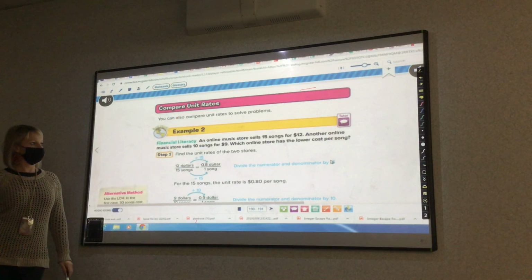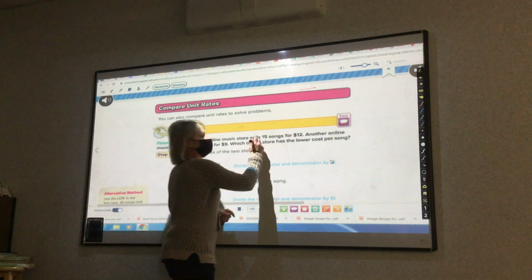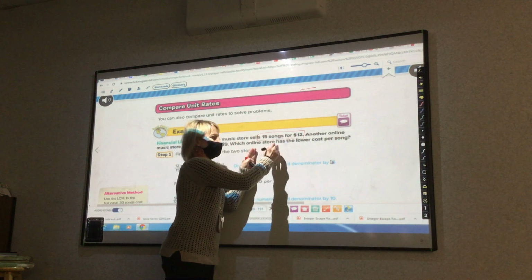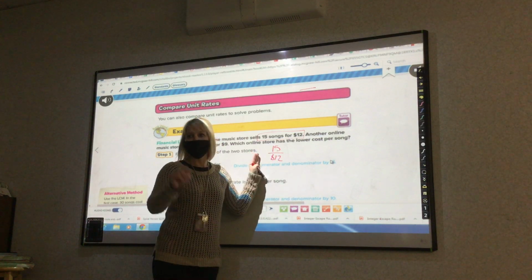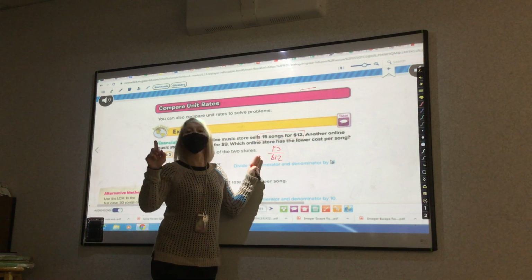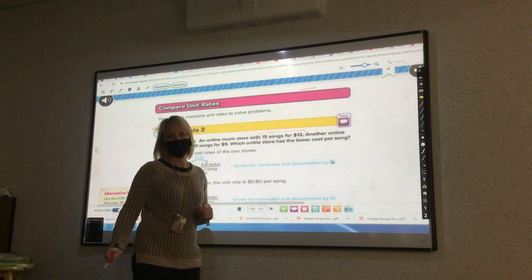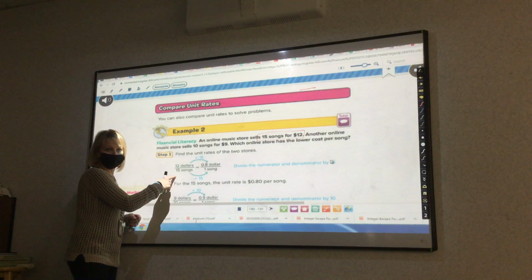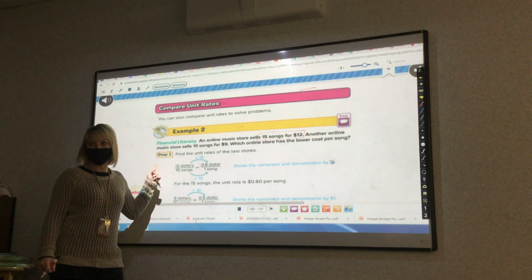It says an online music store sells 15 songs for $12. Okay, I know that it says 15 songs for $12. A lot of you are going to think it's 15 for 12. But what did I just say a few minutes ago? Cost is always on top. So do not write it like that. It would need to be written $12 per 15 songs, even though the 12 is smaller. Cost is always on top.